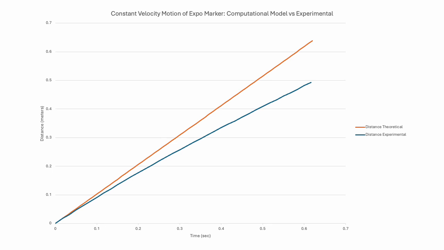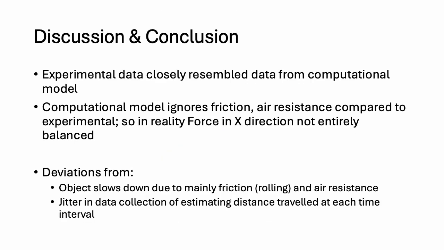So this is our final graph where we see theoretical is the orange line versus experimental the blue line. Since they are very, very close, but we do see a little bit of deviation as it curves away due to friction slowing the marker down. So from the graph, we see that the computational model is not including friction or air resistance, and we see that in the experimental model, so it's not entirely balanced directly in the x direction and is slowing down due to friction.